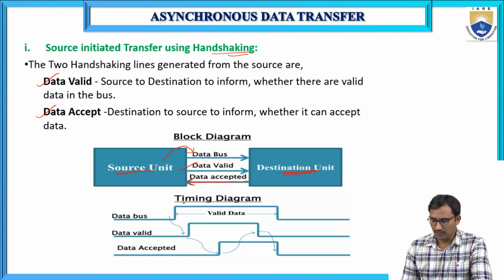The same thing we have represented in the timing diagram. First the data will be placed on the data bus. After that, the source unit will initiate the data valid signal, and after that, the source unit will receive the data accepted.